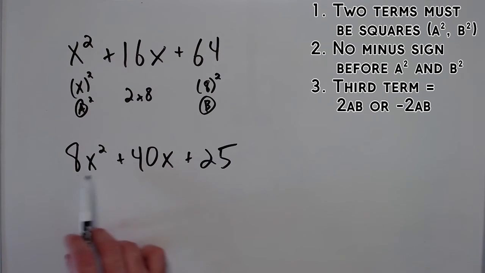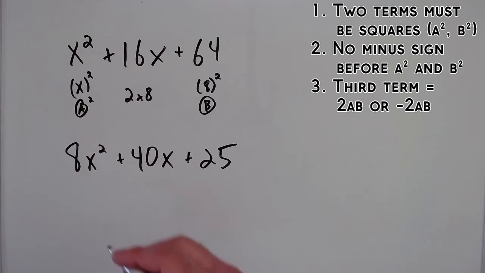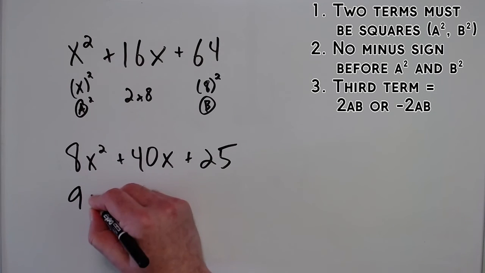What do we square to get this? Nothing nice with our numbers. So this is not a trinomial square because of this 8x squared out here in the front. Okay, let's do one more identification problem here.